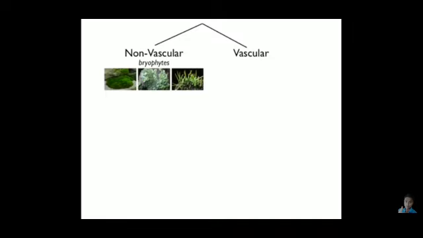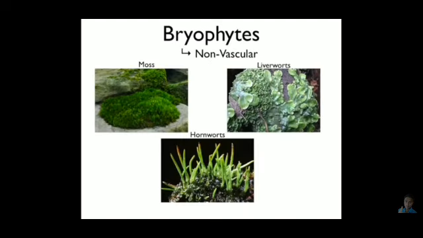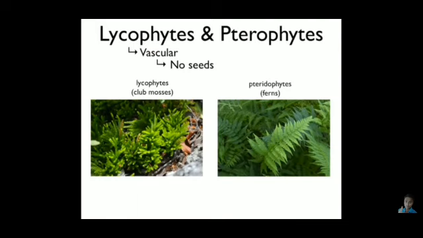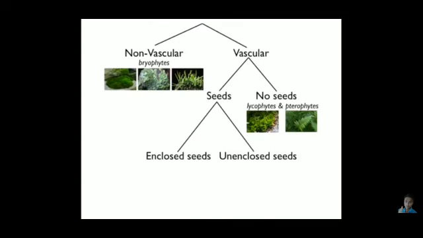Non-vascular means we do not have xylem and phloem, and as you can see, the bryophytes there. Under bryophytes you can see the mosses, liverworts and hornworts. These are beautiful examples of bryophytes. In the pteridophytes, they are vascular but they do not have a seed. Normally pteridophytes are fern plants which we see in the garden.